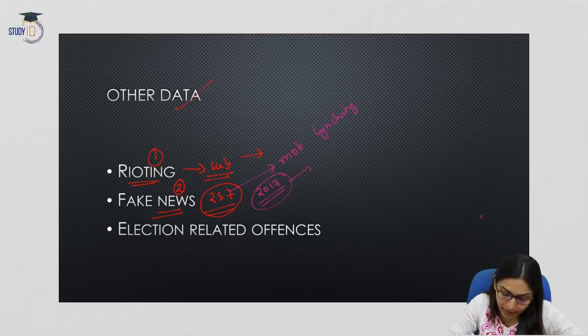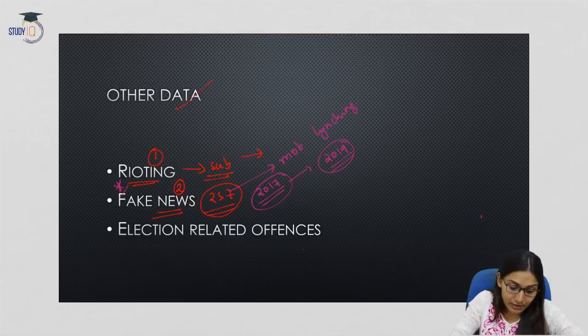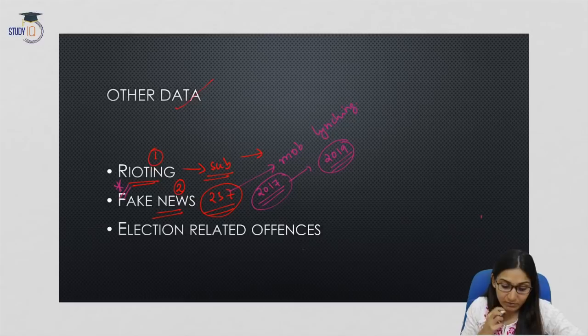And since 2017 till 2019, over this period of 2 years, recently, we have seen that the number of mob lynching cases are on rise. So fake news has a very significant role in this, especially the use of social media for the spread of fake news. So this is very, very important.